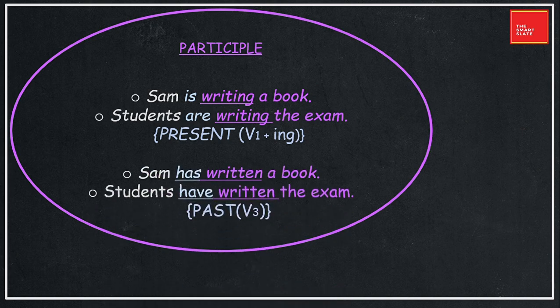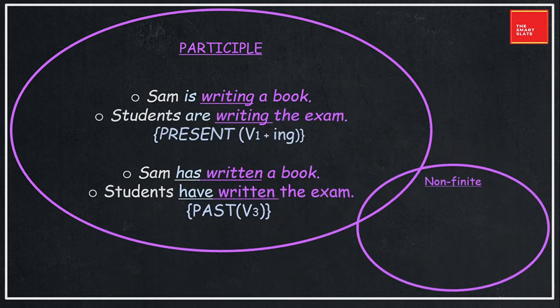Similarly, Sam has written a book. Students have written the exam. So here it is the past tense whenever you add have or has to the verb, that is V3, written and written. So it is your past participle. So again, with the change in the subject, the verb still remains same, written and written. Has and have got changed.